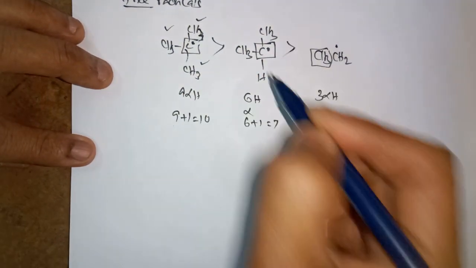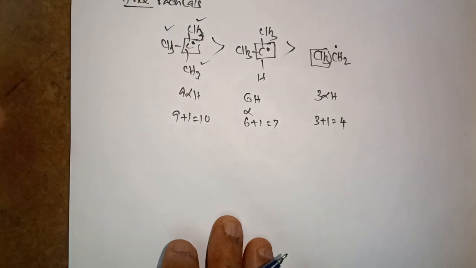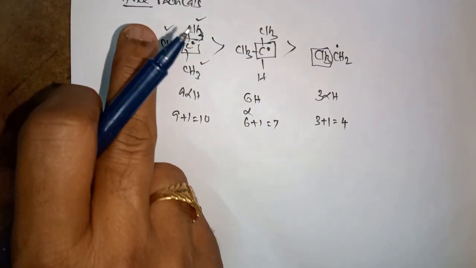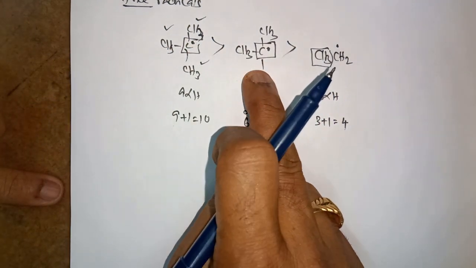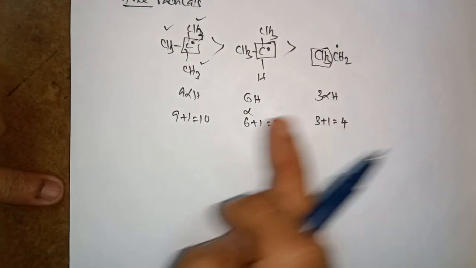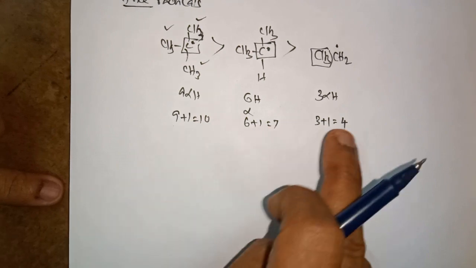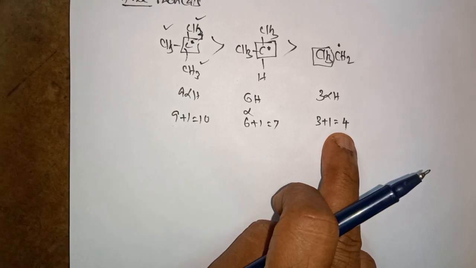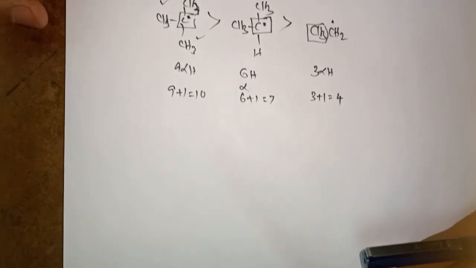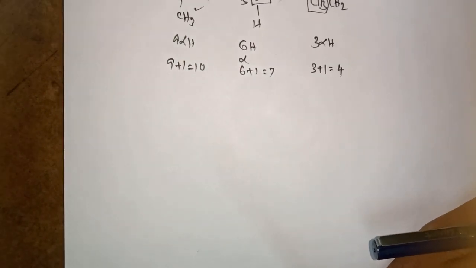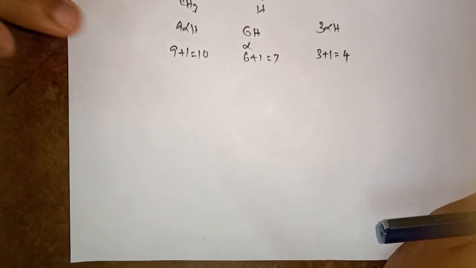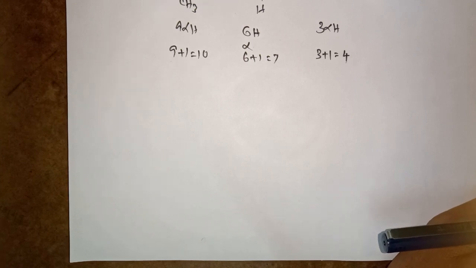So this is the order. The tertiary free radical has higher stability than this one, because it shows 10, this shows 7, and this shows 4. That is regarding the free radicals. Then I will give some structures. Clear? Then you will be asked to find out the total number of alpha hydrogens and how many hyperconjugative structures there are.